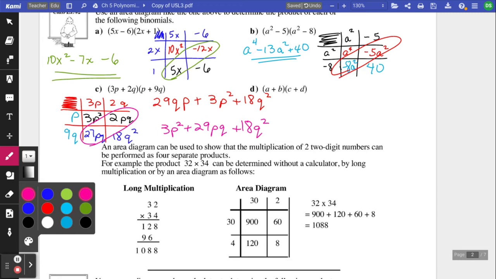Yeah. Okay. All right. Do you know that you can do this same diagram X and O process if you just have to go 32 times 34?